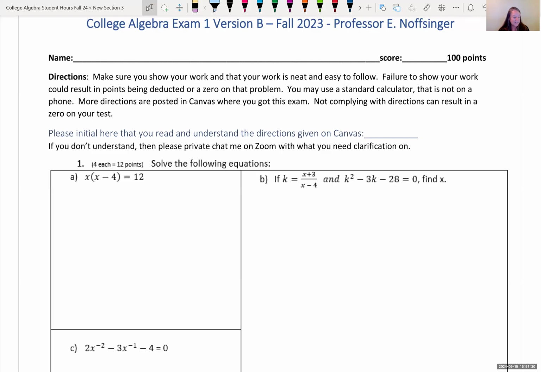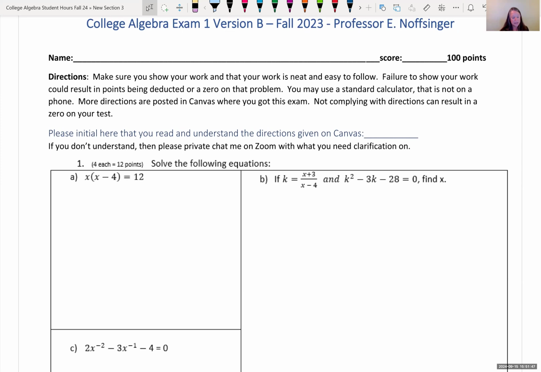So you have taken an old exam one, and now you're watching this video and grading your solutions. The first piece says solve for the following equations. The first one, we have x times the quantity x minus 4 equals 12.